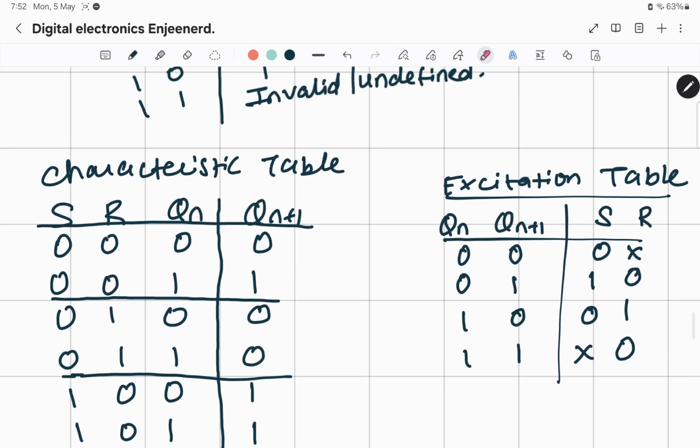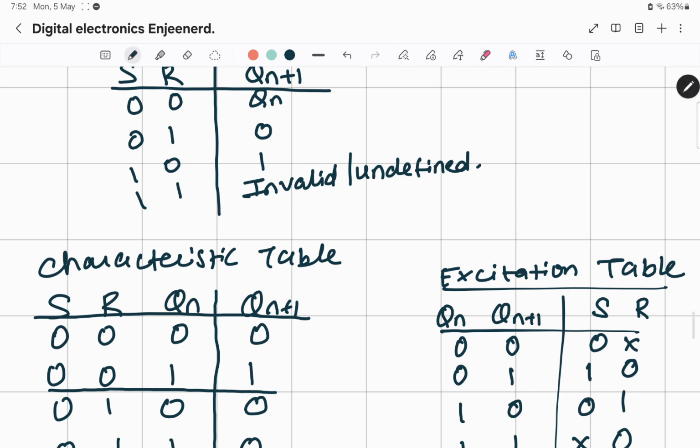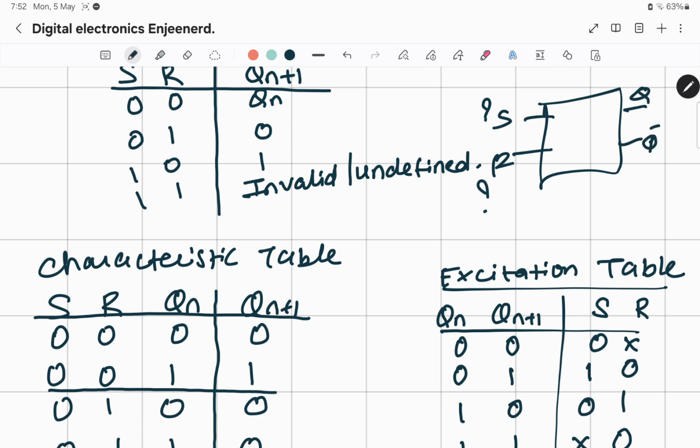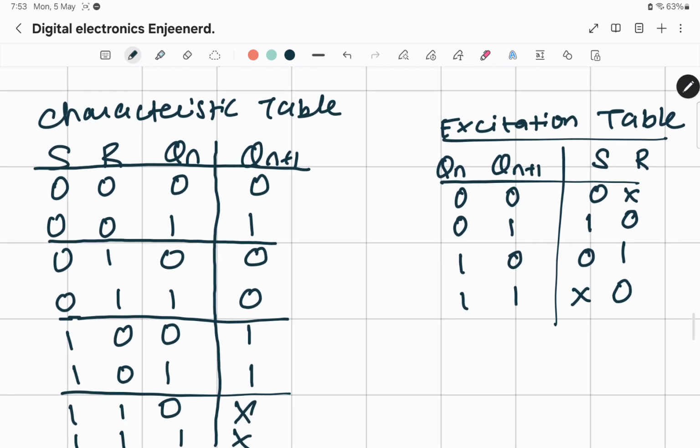What did I tell excitation is? Excitation means given a flip-flop, what is the value of S and R that I will have to get a particular value of Q and Q bar, right? So for the excitation table, we will write down Qn and Qn plus 1.